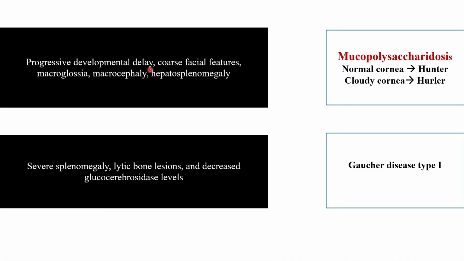Progressive developmental delay, coarse facial features, macroglossia, macrocephaly, hepatosplenomegaly is mucopolysaccharidosis. If it's normal cornea, it is Hunter. If it's cloudy cornea, it is Hurler. Severe splenomegaly, lytic bone lesions, and decreased glucocerebrosidase is Gaucher disease type 1.